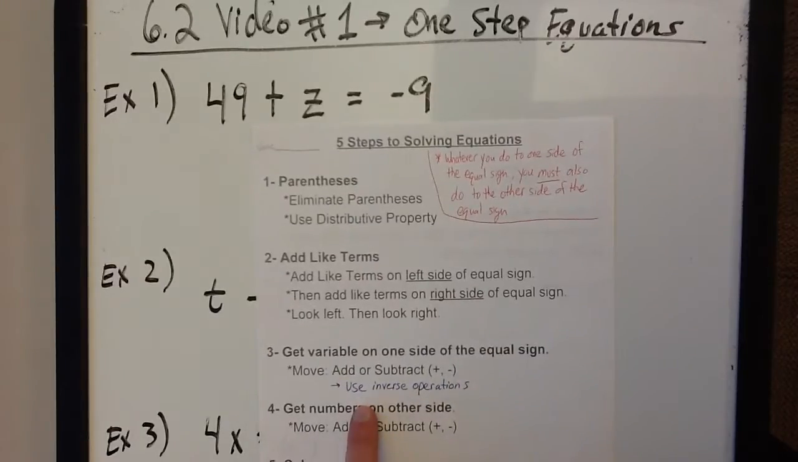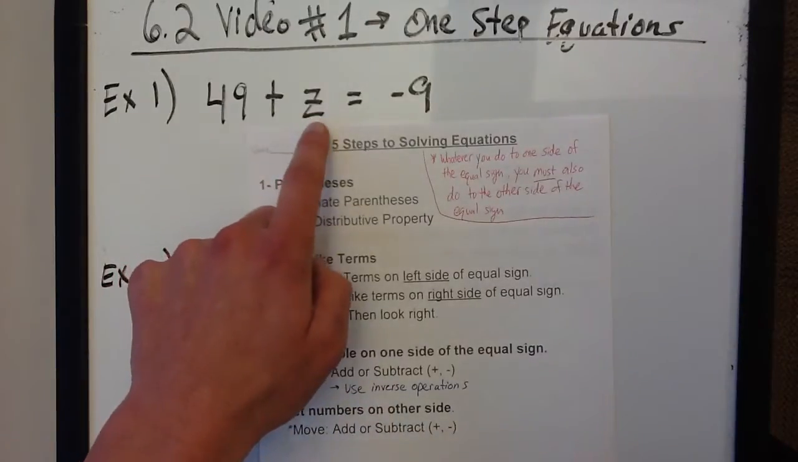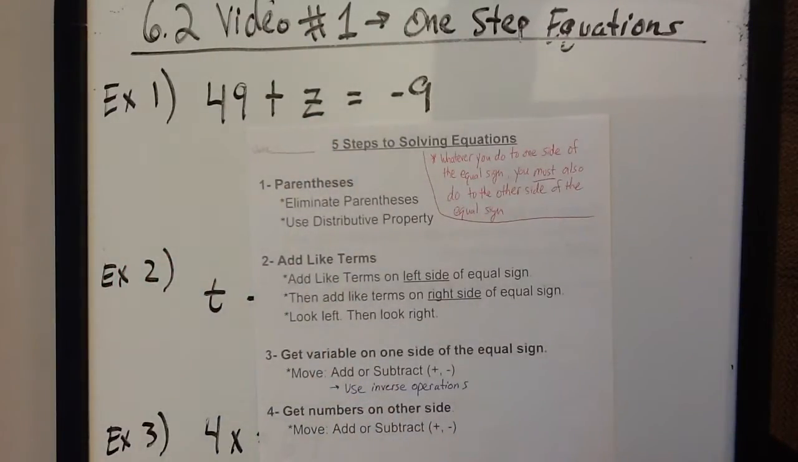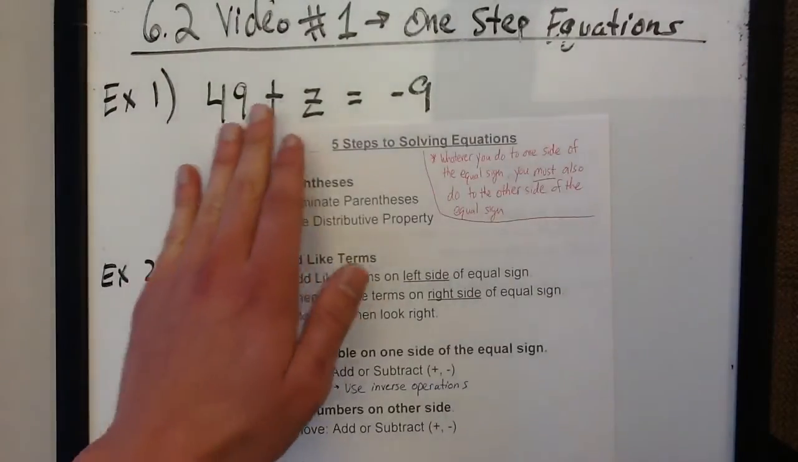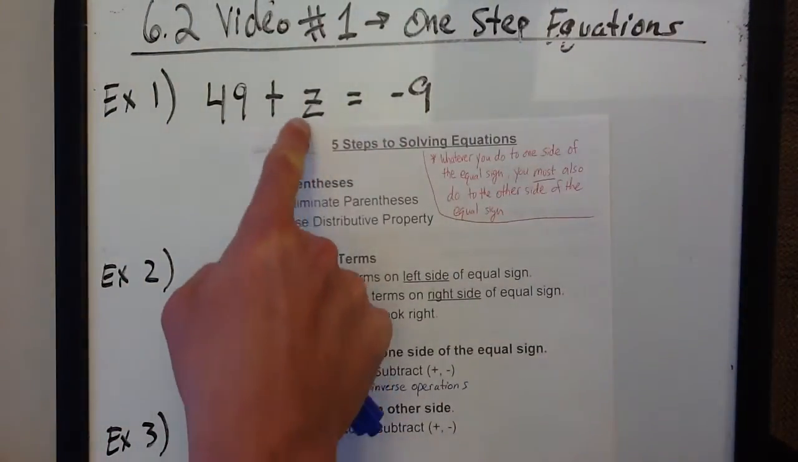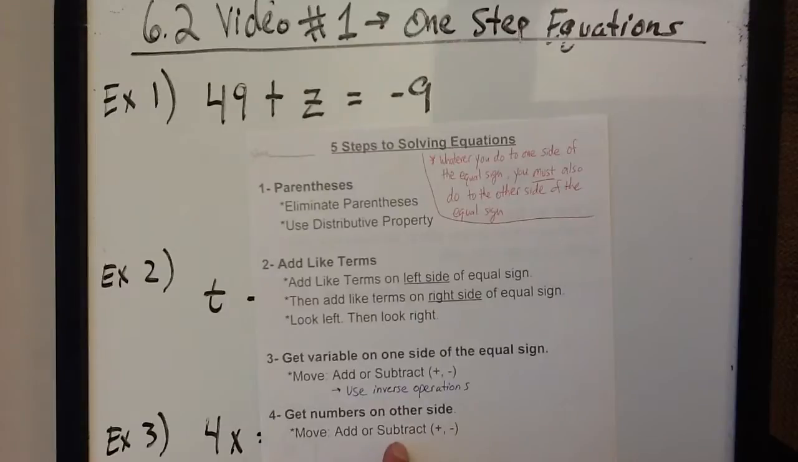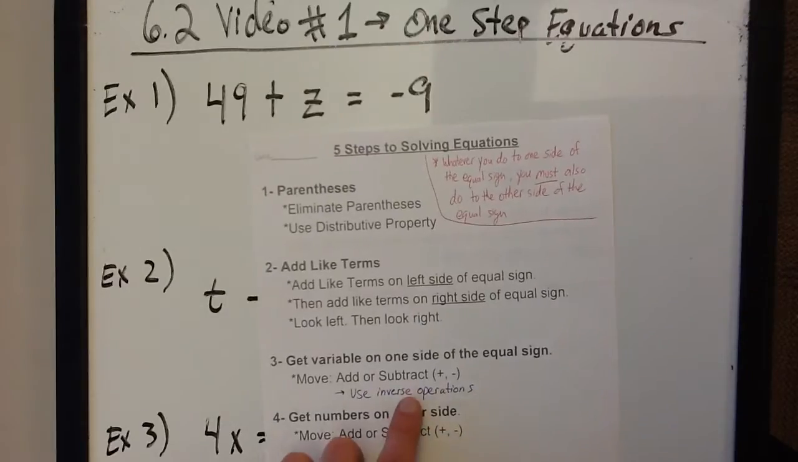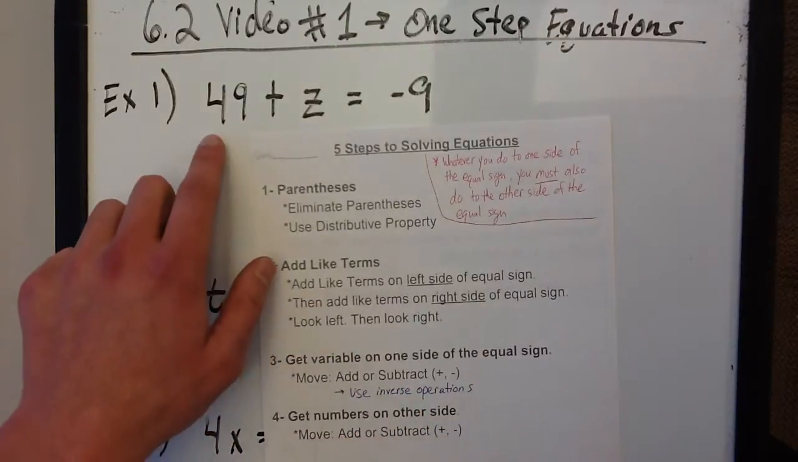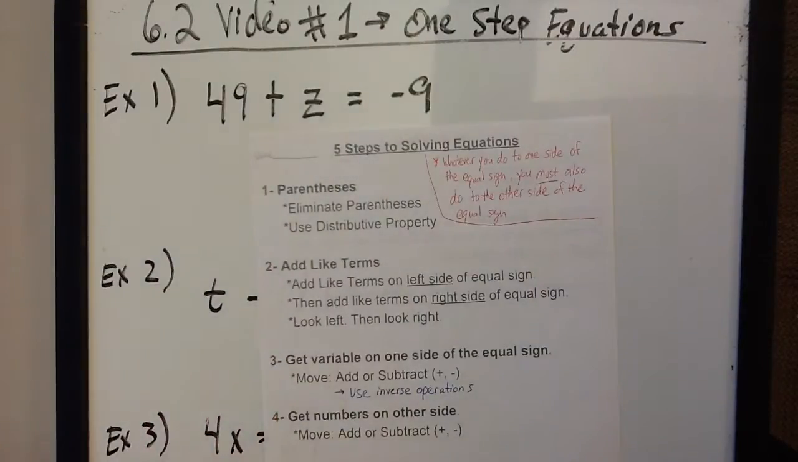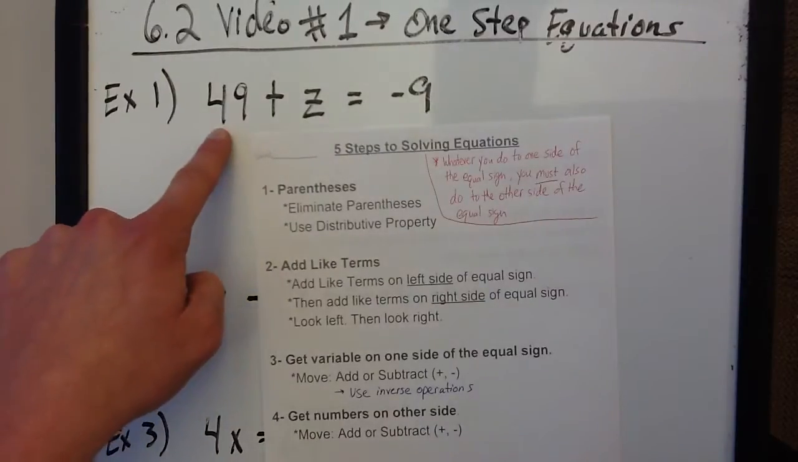Get the numbers on the other side. So if my variable is on the left, where should I get my number at? Well, my numbers should be on the right side, because if my variable is on the left, my numbers should be on the other side, which in this case is the right. So I need to move 49 to the other side. So how am I going to do that? Move means add or subtract. So I need to do the inverse operation of what is going on over here. Or you could say I need to put the opposite sign of this number.